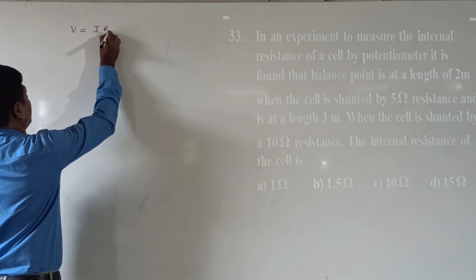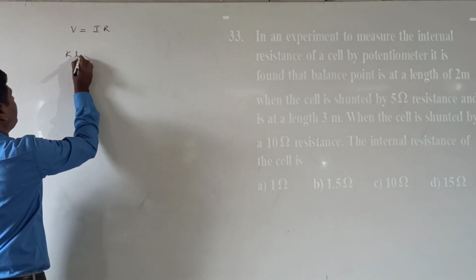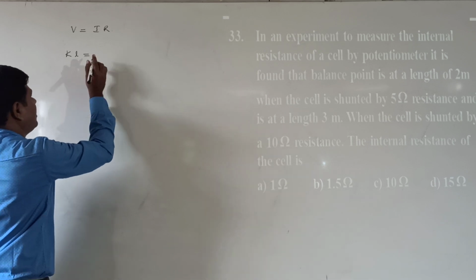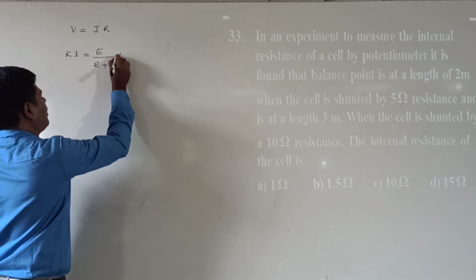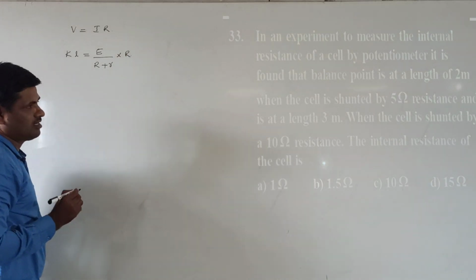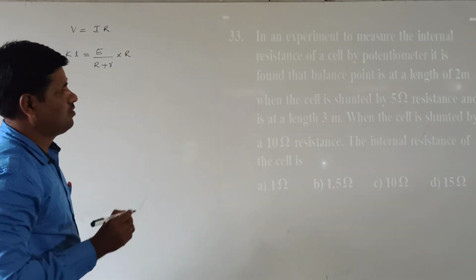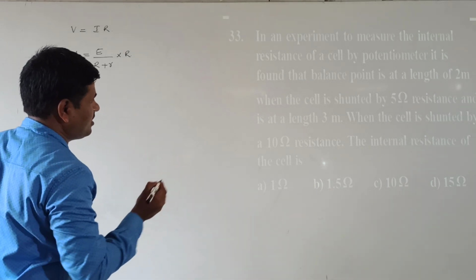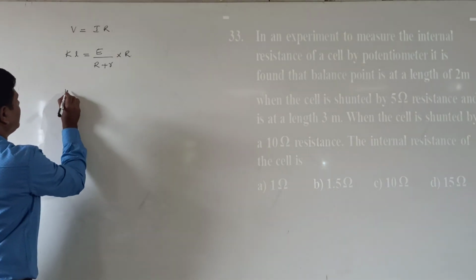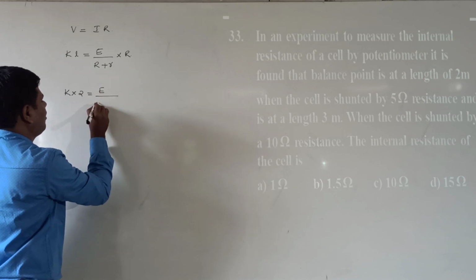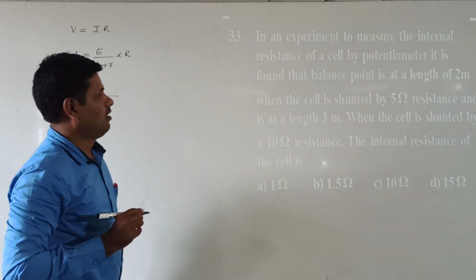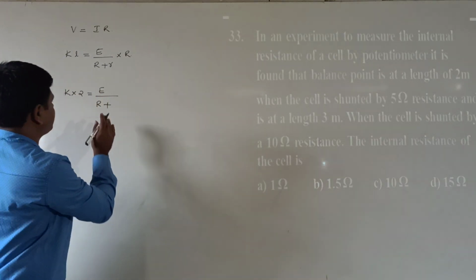Now V can be written as potential gradient into length, K into L. The current can be written as E by (R plus r), into R. Here small r is the internal resistance. At the 2 meter length, the standard resistance is 5 ohm. Substituting, K into 2 is equal to E by (R plus r).